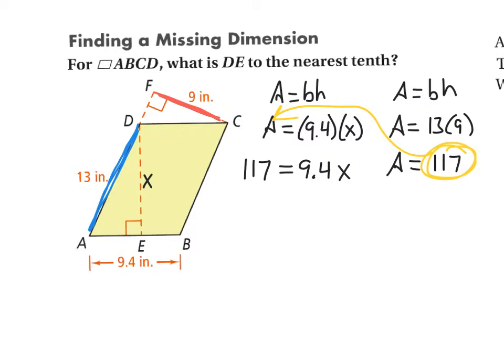How are we going to solve for X? It's multiplied to X, so we are going to divide by 9.4. So X equals what? Does it come out exactly 12.4? 12.446, so 12.45 if we round it out to 2 decimal places.